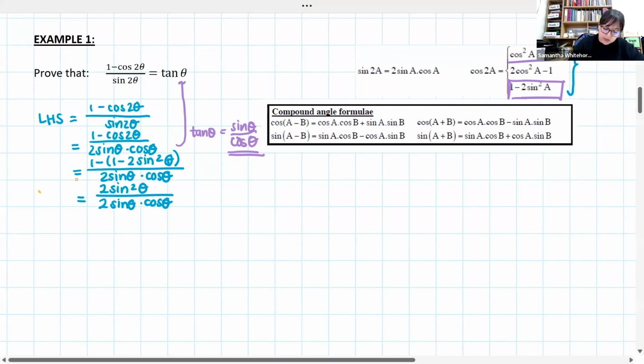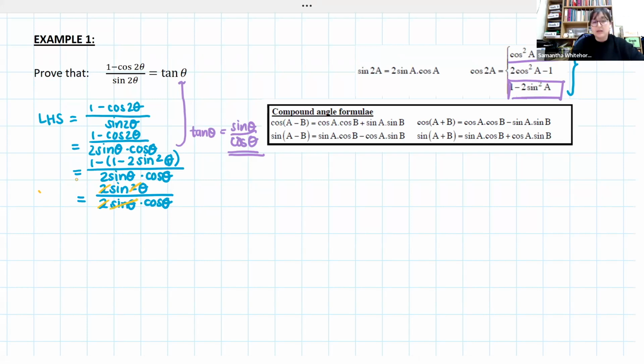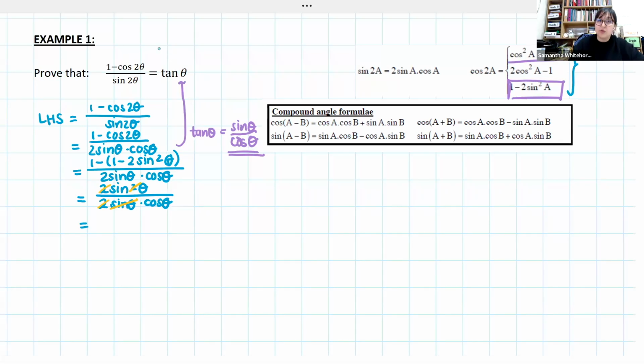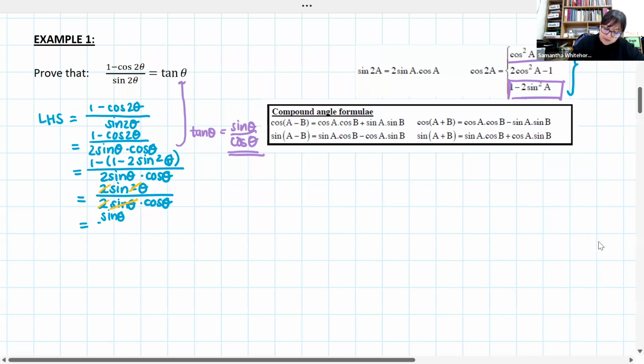But what we now see is that 2 divides by 2, giving us 1. 1 sine theta in my numerator cancels with the sine theta in my denominator. And remember, the whole goal was to try and get a sine at the top and a cos at the bottom. And I've been able to do that through the substitution of my double angle formulae. All right, so what I now have, once I've simplified all of that, is sine theta in my numerator over cos theta in my denominator.